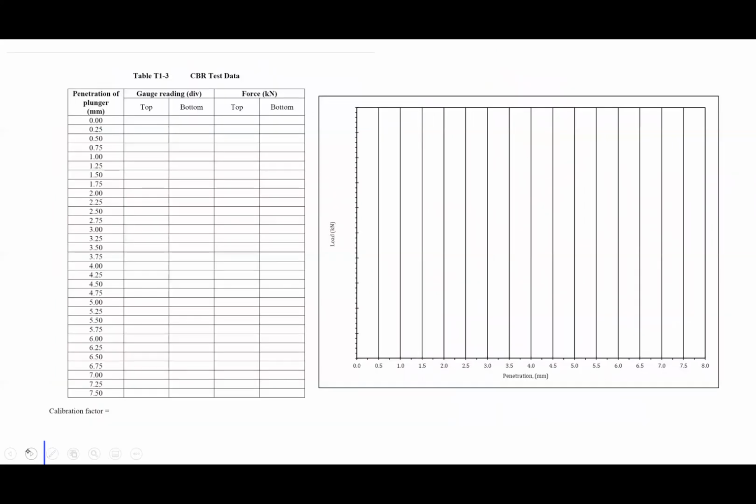Once you finish conducting the CBR test, this is the sheet form that you're going to use. This is the gauge reading that you got from the CBR test. For every 0.25 mm, you need to read the gauge reading values, until 7.5 mm, for the top and also the bottom of the sample.